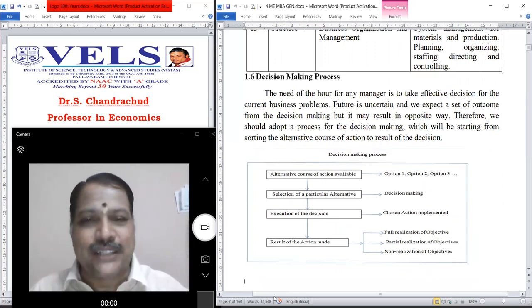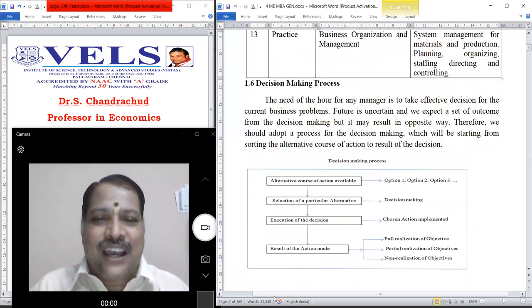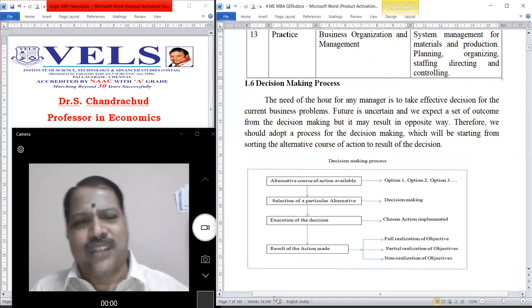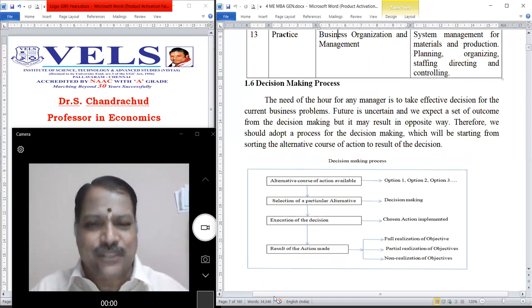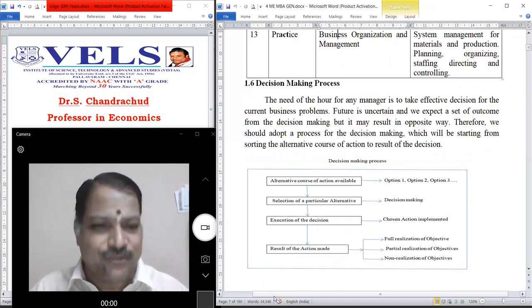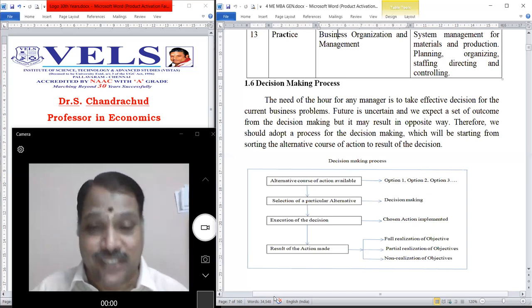The last topic is the decision-making process. Here it is very much needed. It is a step-by-step process. First, we should list out what are all the alternatives available. So option 1, option 2, option 3, up to n number of options. Out of these options, the second step is to select a particular alternative. It is called decision making. Here only we need the help of managerial economics.